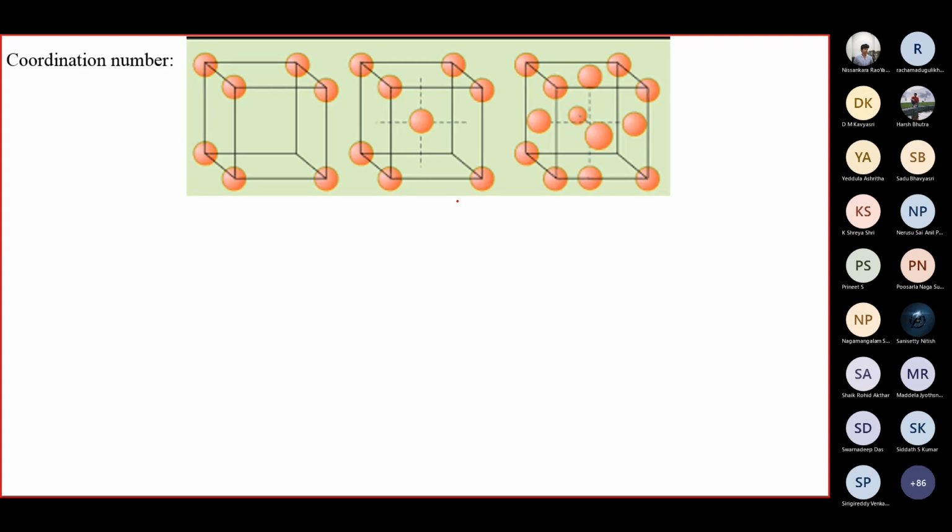What is this coordination number? You know coordination number in chemistry. What is coordination number here? It is the number of nearest neighbors directly surrounding a given atom within a crystal. That means within a crystal lattice, the number of nearest neighbor atoms is called coordination number.